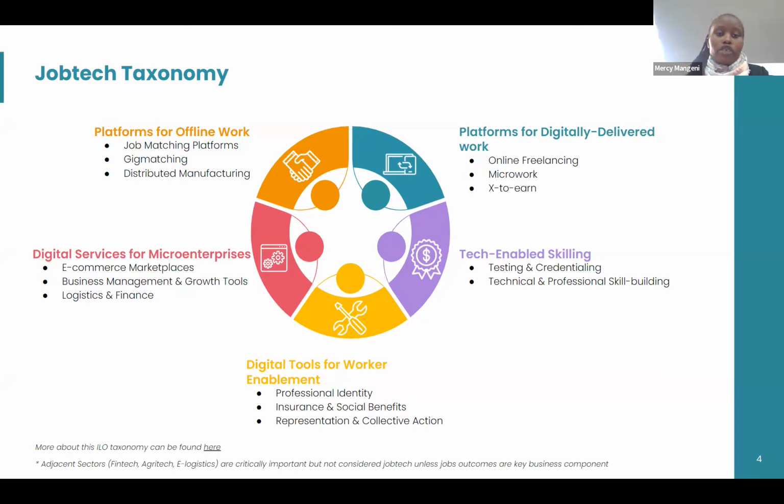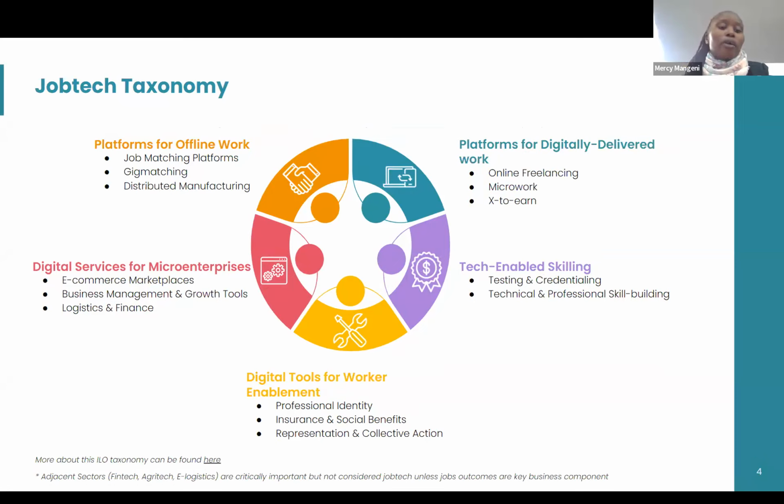So the first is really platforms for offline work. You'd hear probably the World Bank refer to this as location-based platforms. So they're basically your ride-hailing apps, your home services apps, or cleaning platforms or care services platforms. Now, this is where work is mediated online, but is then delivered offline.